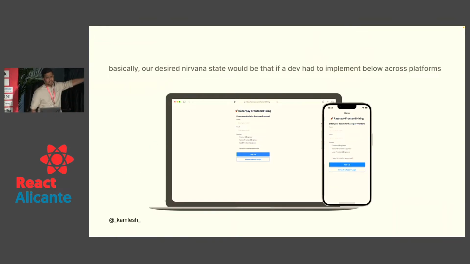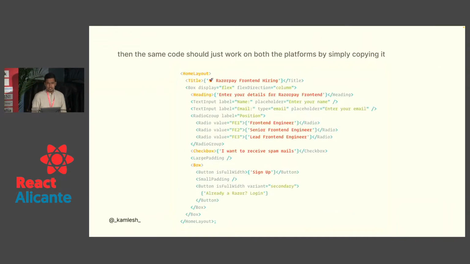So basically our desired nirvana state would be that if a dev had to implement the below across platforms, which is a layout which works on both the platforms, they should be literally able to just copy paste this thing, paste it in web, like your React code base, it should work, paste it in React Native, it should work without any hassle. That was our desired nirvana state. That's how we started off.